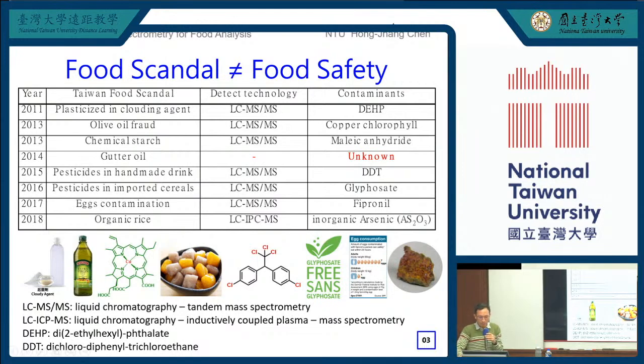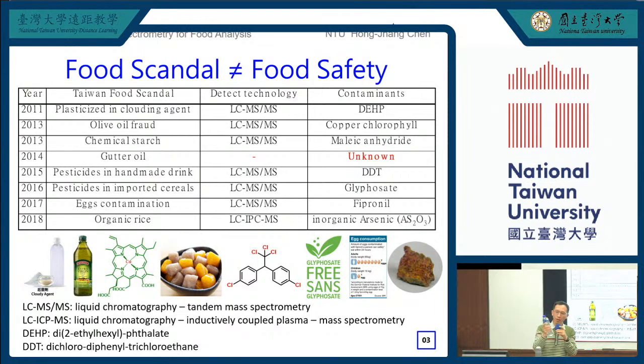In Taiwan, in fact, worldwide, food scandals happen everywhere. But in Taiwan, the famous food scandal is in 2011. In this case, it was the plasticizer in the clouding agent. That's because for drinks, just like this is water, right? You can see the water is clear. But if you want to buy a sport drink, but you buy clear water, you don't feel satisfied, right? So you want the drink not to be clear, but cloudy. Cloudy water means a sport drink.